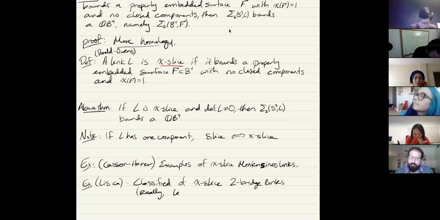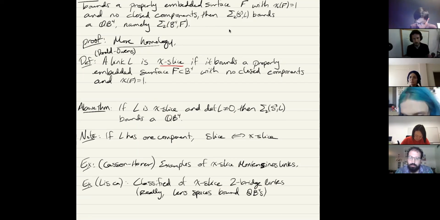Really, he was after lens spaces that bound rational homology four balls. And the reason why these are equivalent is because lens spaces are the double branch covers of two bridge links. Take any two bridge link, take the double branch cover, you get a lens space. And so in classifying this, he ended up classifying this. And so I'll say a couple of words about how this classification works.